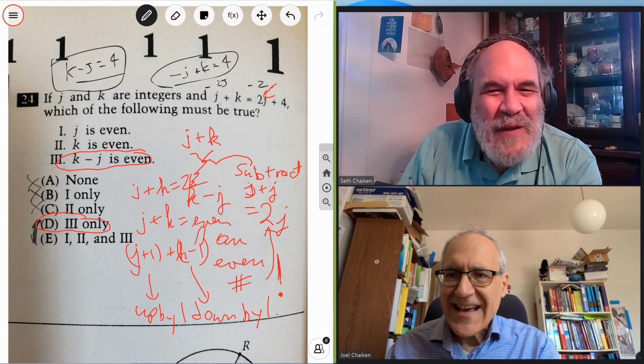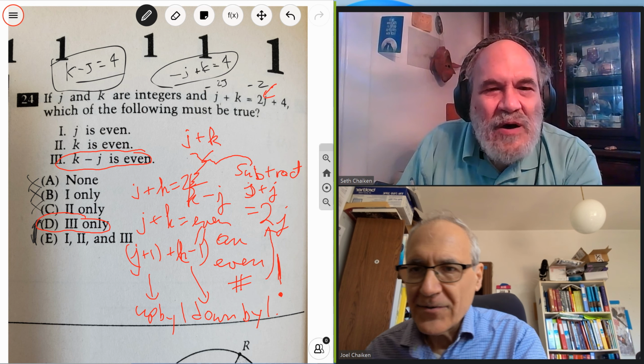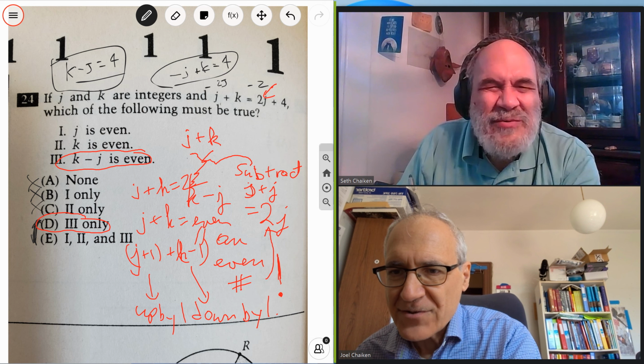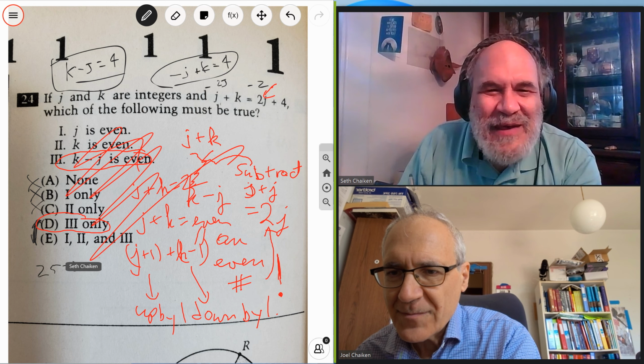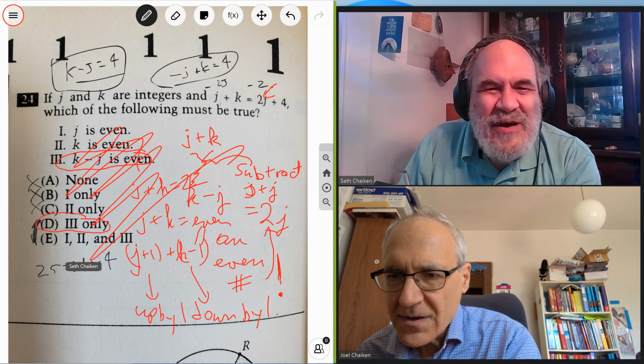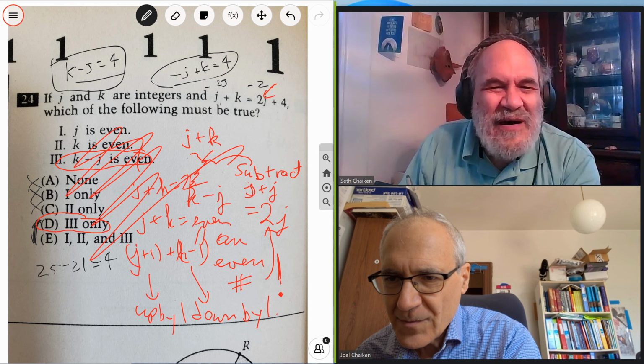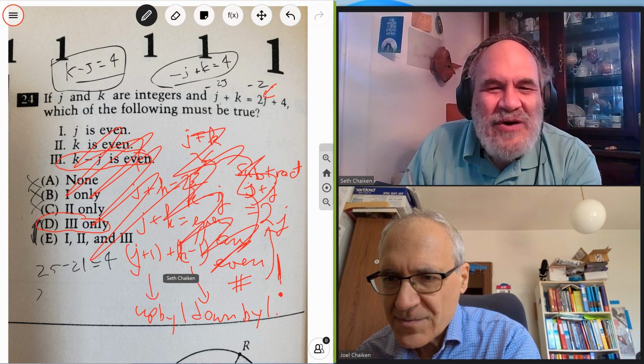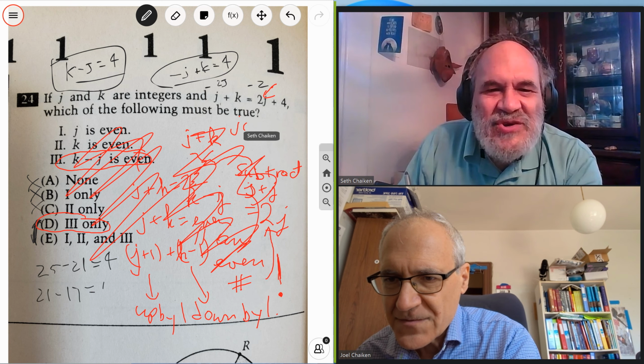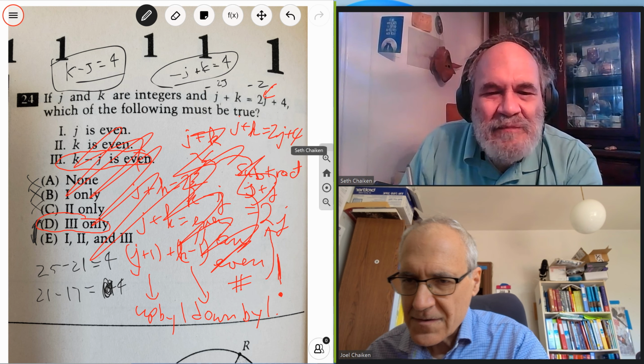So does J have to be even? I don't know. You can get any two numbers that subtract to 4. How about 25 minus 21? That's 4. 21 minus 17 is 4. J plus K equals 2J plus 4, right?